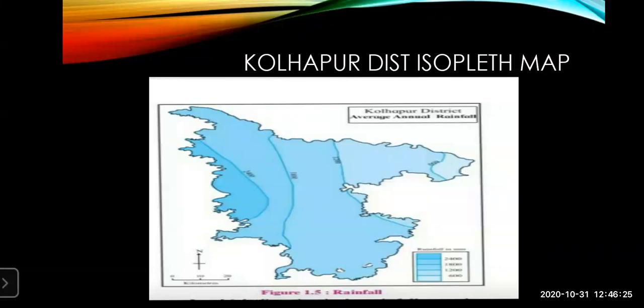Now let's solve this map of Kolhapur district, textbook map 1.5, which we have not solved in the previous lecture, that is the rainfall of Kolhapur district. See this map carefully. The darker shade of blue, here also only one color is used, with the shades lighter and darker. The darker shade of blue has the more intense rainfall, that is 2400, and then the shade gets lighter, that is 1800, then 1200, and then 600.